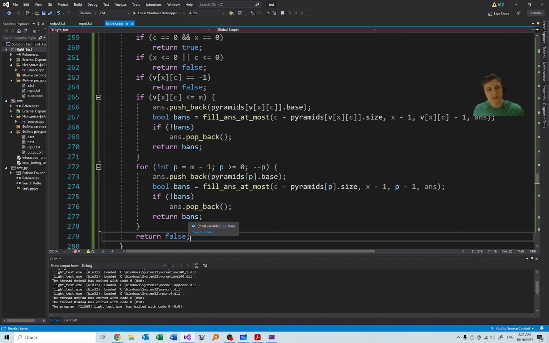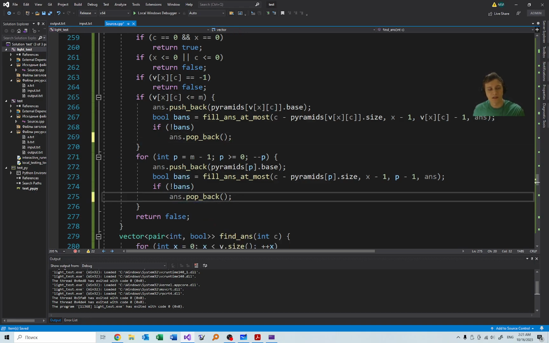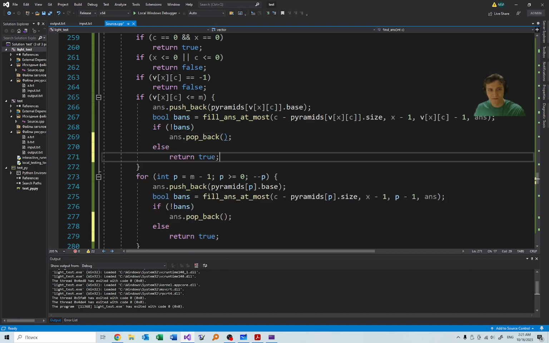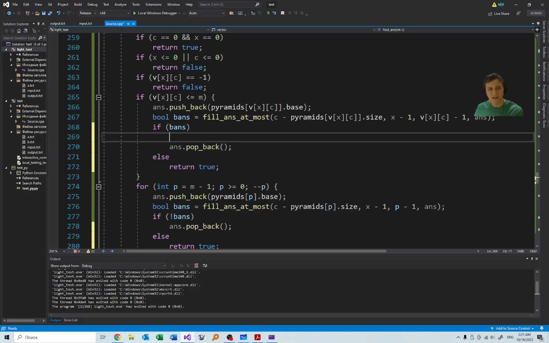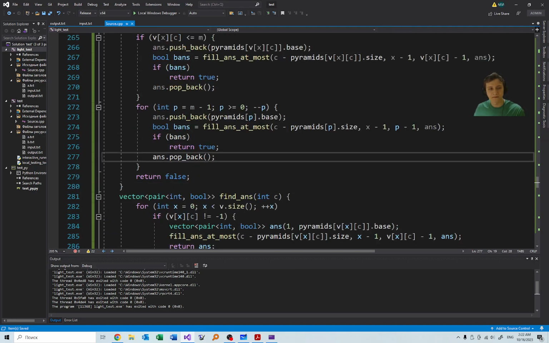And here I don't need to return beyonds. Okay, actually, I just do not need to return beyonds. Never. So I can just write else return true. Or even like this: if beyonds return true, and then without branching, I just pop back. This is the most nice way, and return false if the branching failed.